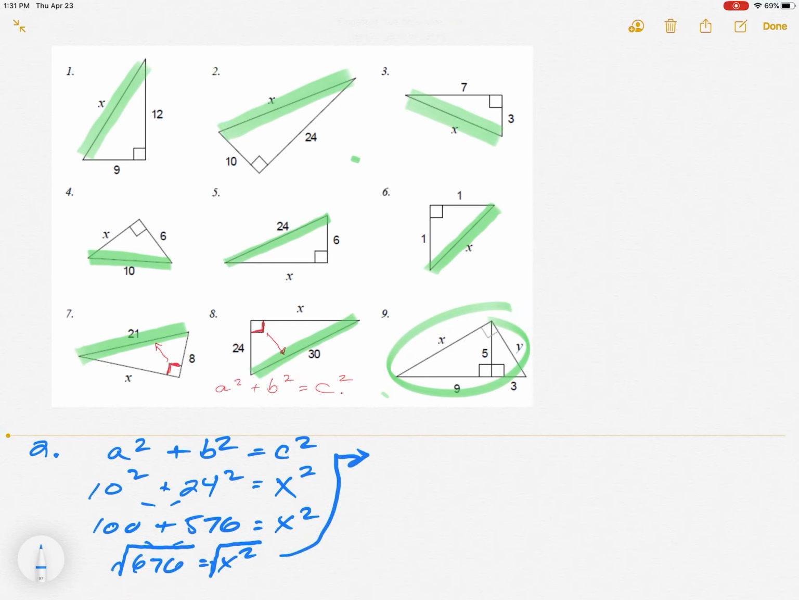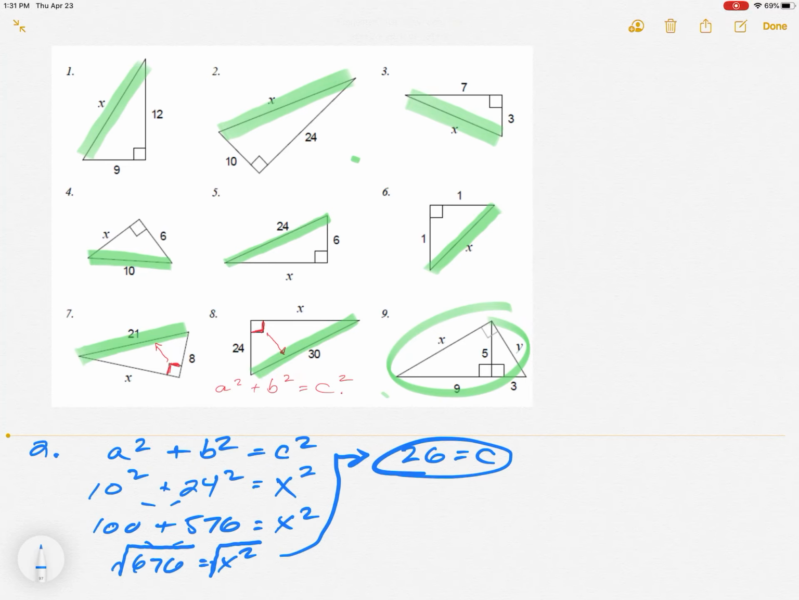Now I'm going to come up here. Sorry, I don't have enough room on my screen. But when I take the square root of 676, what I end up with is, hold on, let me get my calculator. Got to turn my phone sideways here. We got 676, and the square root of 676 is 26, and that equals C. So for number 2, the side that belongs to the variable x, which is the hypotenuse, ends up at 26.